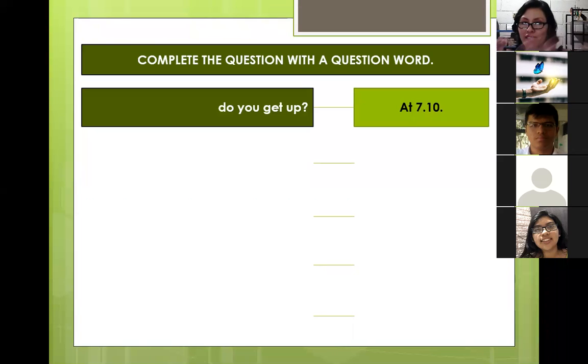Vaya chicos, todos en el chat ahorita, which one would you use? ¿Cuál van a utilizar para esta? Is it why? Is it when? Is it who? Is it whose? ¿Cuál utilizarían ustedes? Dígame, Wilmer. What? Pero escríbalo en el chat. Para mientras, dígame, Wilmer, ¿cuál es su pregunta?